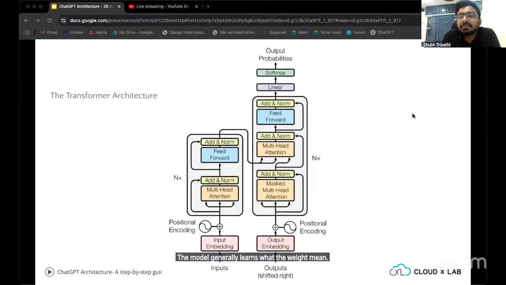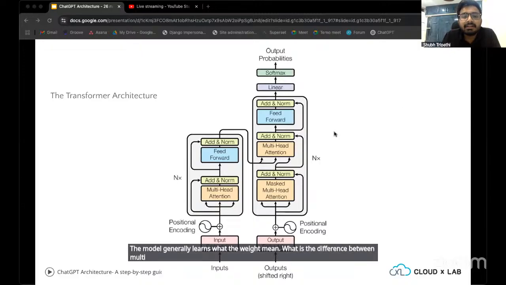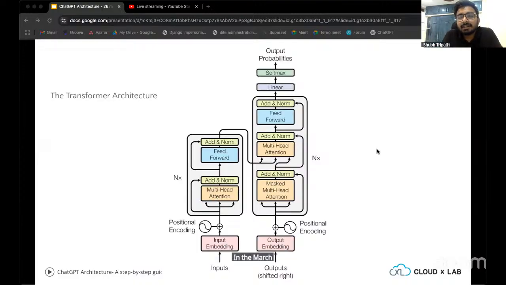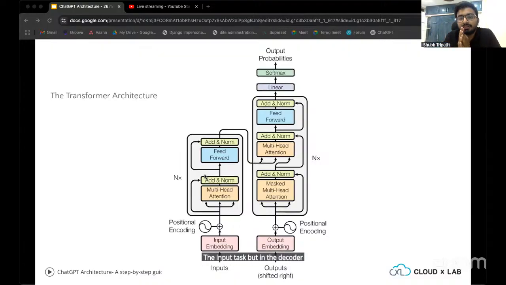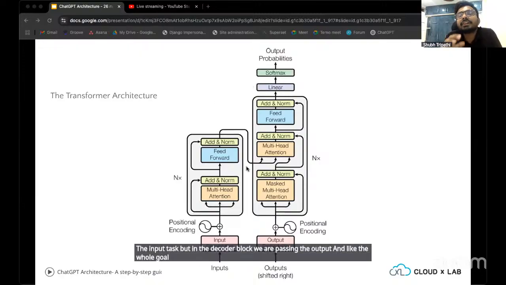What is the difference between multi-head and masked multi-head? In the multi-head attention, we do not mask any future words. In the masked multi-head attention, we generally mask the future words. So what does that mean? In the encoder block, we are passing the input. But in the decoder block, we are passing the output. And the whole goal of the transformer is to predict the next word.